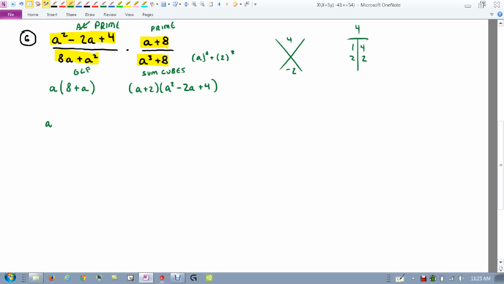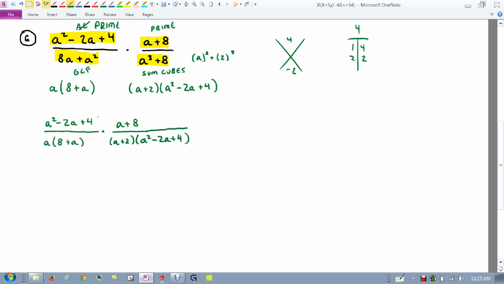Okay, so let's rewrite everything we have. We have the top left, which we said was prime. Nothing happened to it. The bottom left, which turned out to be a times 8 plus a, times, now the top right was a plus 8, and the bottom right was a plus 2, a squared minus 2a plus 4.